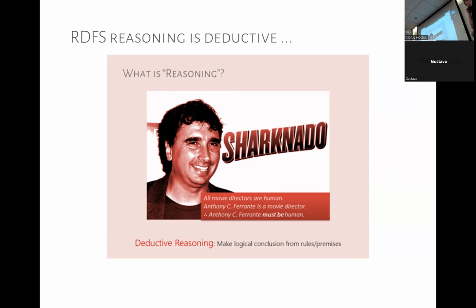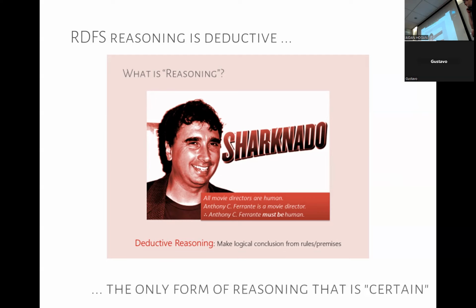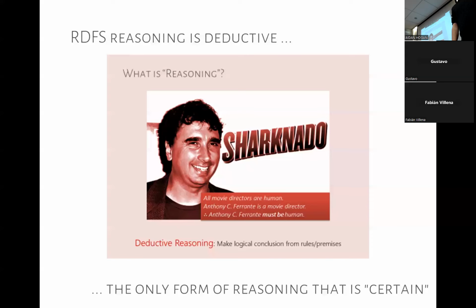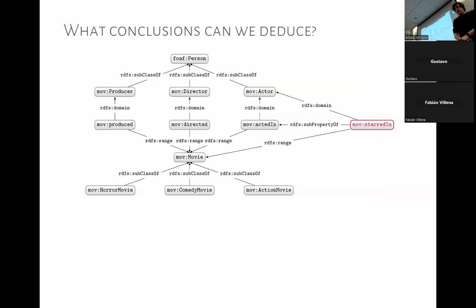But okay. So RDFS reasoning is deductive. We're going to apply some logical conclusions to our definitions, to our axioms, to our data. It's the only form of reasoning that we've seen, at least of these 3 here, that is certain. Yeah. So if the rules and premises are fine, then the conclusion should be fine as well.